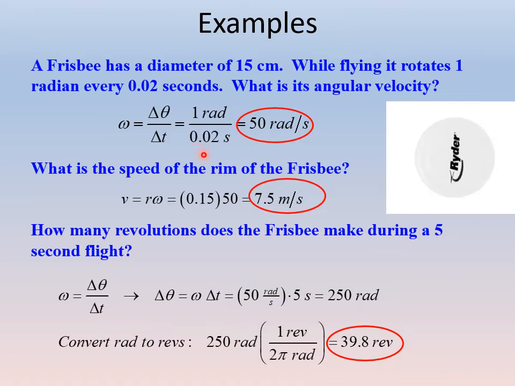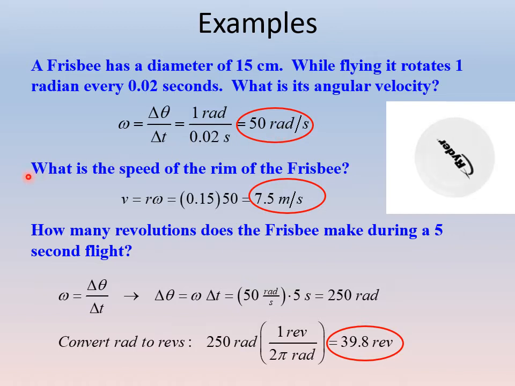So 1 divided by 0.02 is 50. And you can see our units are radians per second. So what this says is this frisbee is rotating 50 radians every second. Remember, the radian, of course, is a unit of angle.